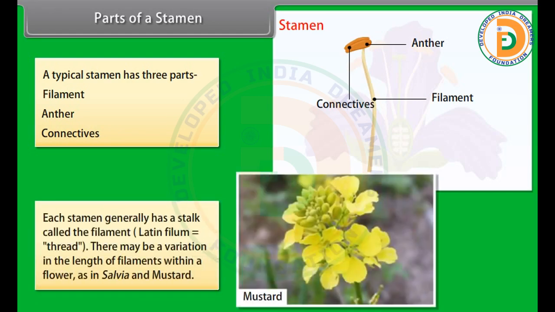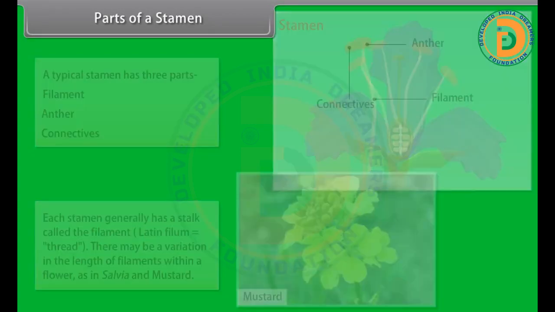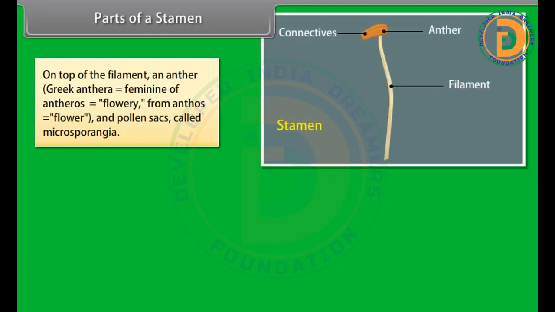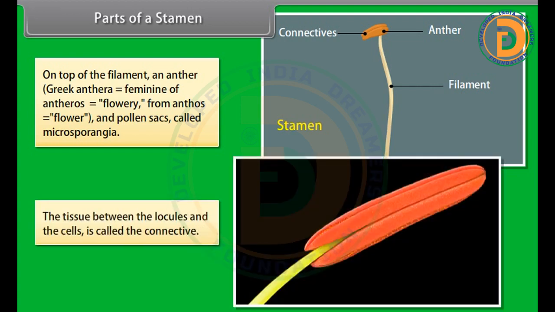Each stamen generally has a stalk called filament. There may be a variation in the length of filaments within a flower, as in salvia and mustard. On top of the filament is the anther, with pollen sacs called microsporangia. The tissue between the locules is called the connective.